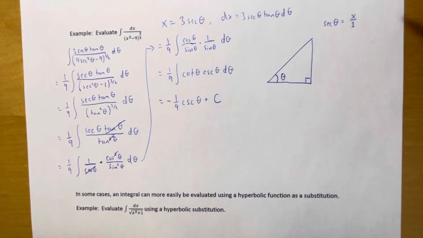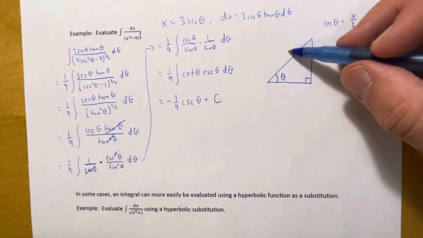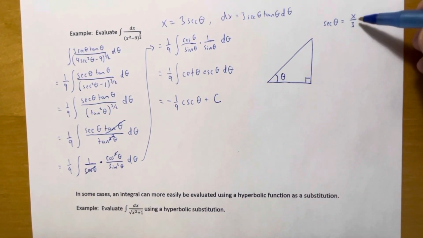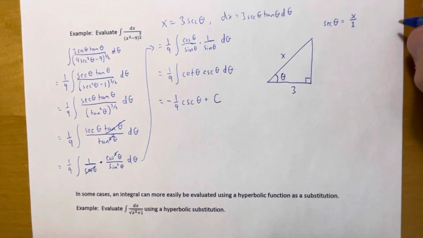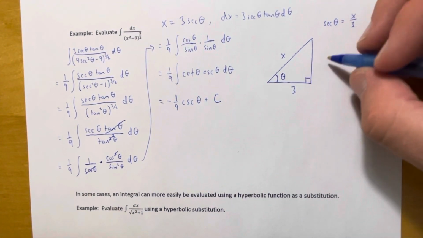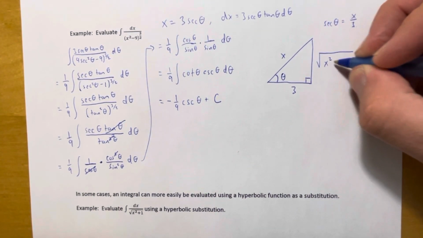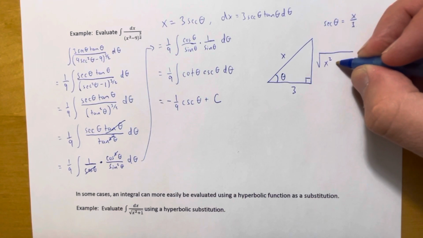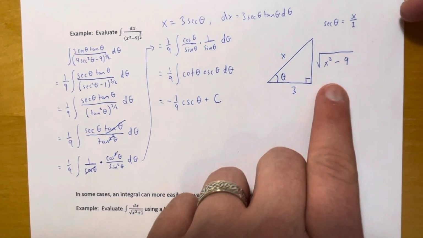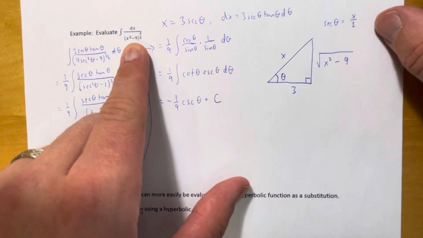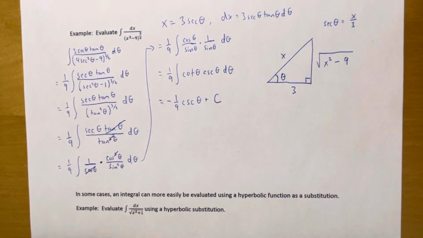Okay, what is the secant function? It's the reciprocal of the cosine function, which is adjacent over hypotenuse. So we're actually looking at hypotenuse over adjacent now. x here, 3 here. Use the Pythagorean theorem. This would be the square root of my hypotenuse squared, x squared, minus that leg squared, which would be 9. Okay, and again, that x squared minus 9 is not a coincidence that we're seeing that here as well as here. Hopefully you're seeing that pattern, okay?